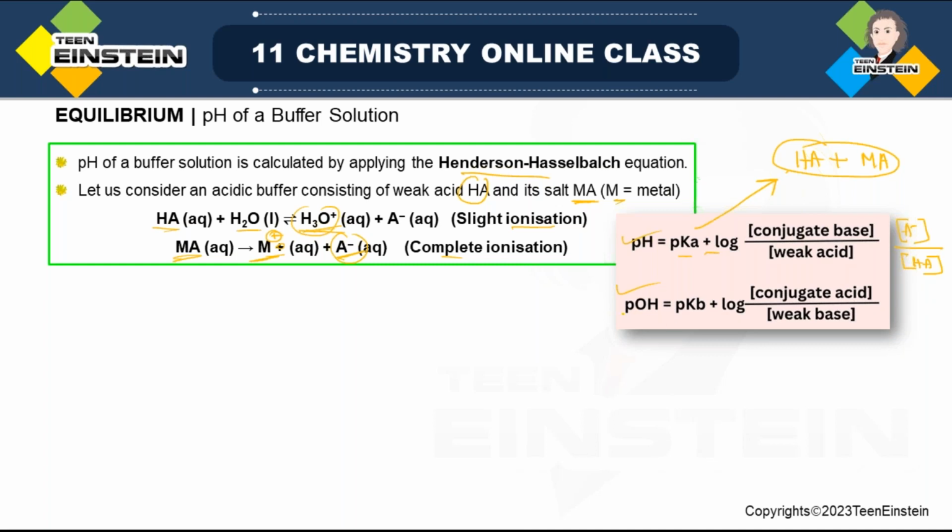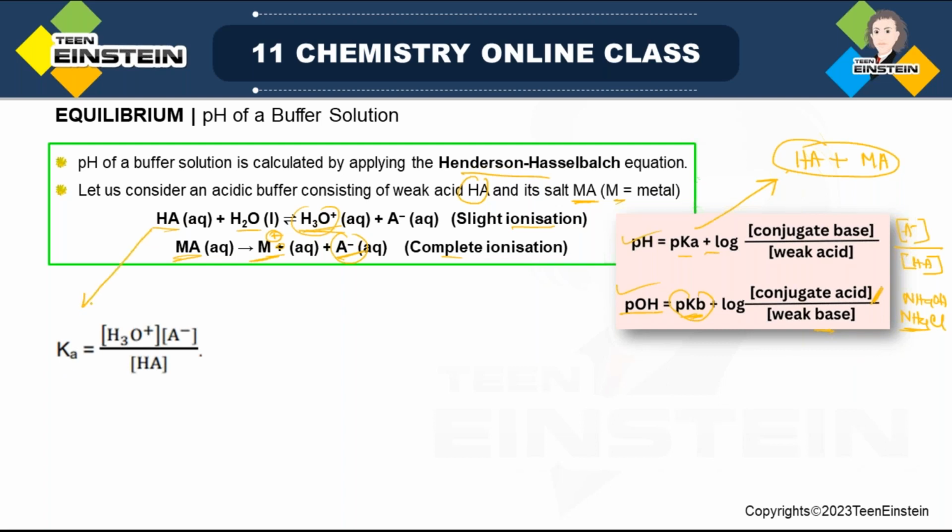Similarly, when it is a basic buffer, instead of pH, it will be pOH. Then the pKb value you have to put, which is for the weak base. Suppose I have taken NH4OH and NH4Cl. So here for the conjugate acid, you have to put the concentration of NH4 plus, and in the weak base portion, you have to put the concentration of NH4OH. And pKb will be the pKb for NH4OH, that is the weak base. So this is the final formula, but we will see how we can derive it.